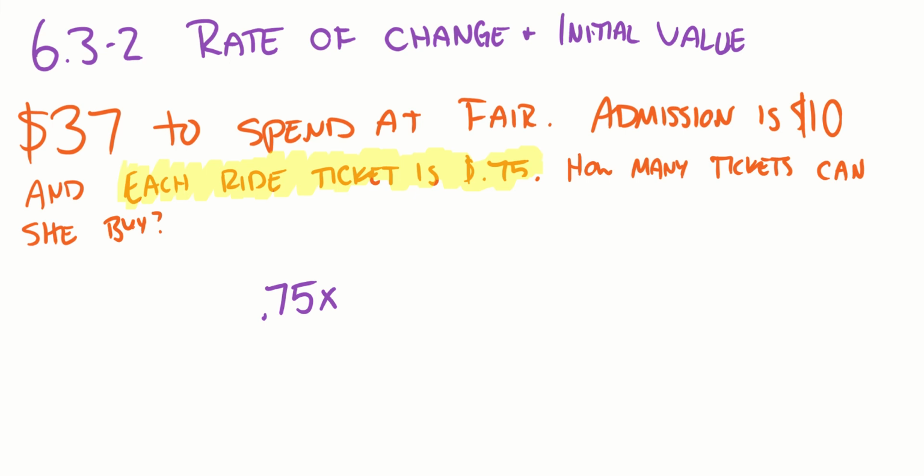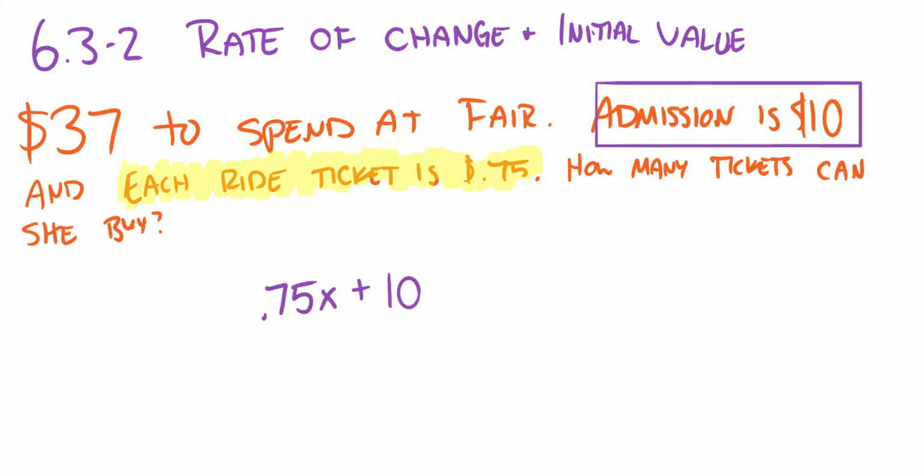So that's going to be our 0.75x plus the admission. This isn't going to change. $10 is going to be $10 plus $10. And that's going to equal her grand total of $37 that she has to spend. And now, if we want to know how many tickets she can buy, we need to solve this equation.